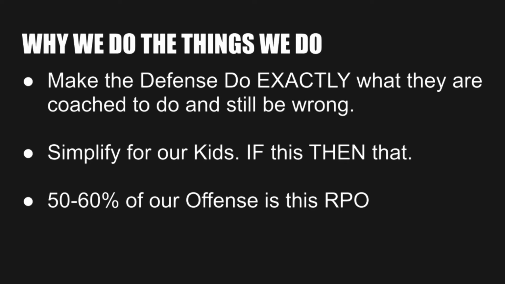So the reason this is a huge part of our offense is because our goal, or any football coach's goal, should be to get the defensive players to do exactly what they're coached to do and still be wrong. If you can get a defensive end, for example, to do exactly what he's coached to do, meaning if they see Counter Trey, he closes hard and chases it down from behind because that's what his coach has taught him to do. And don't worry about the quarterback. Chase it down from behind.